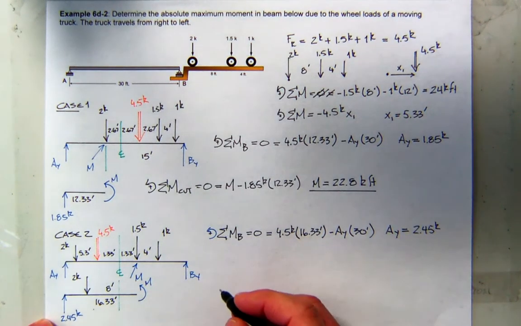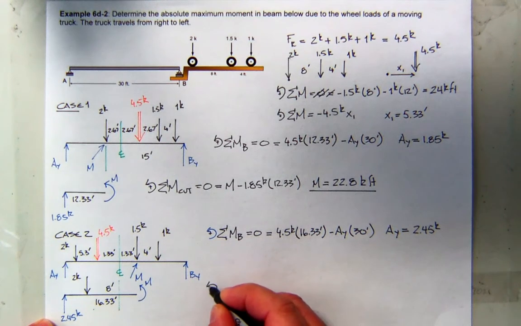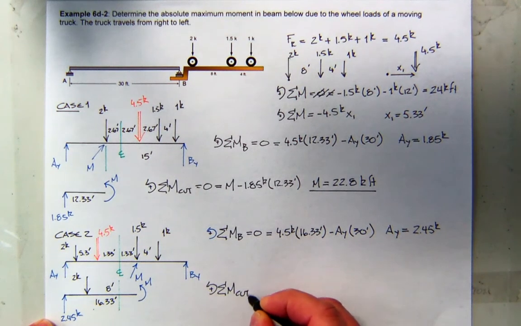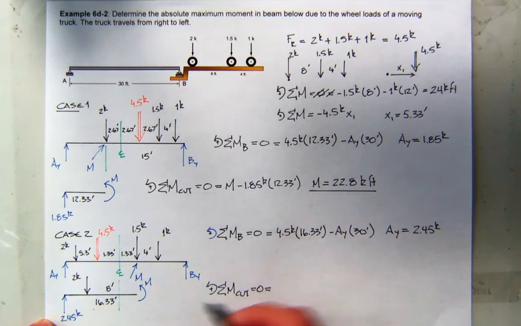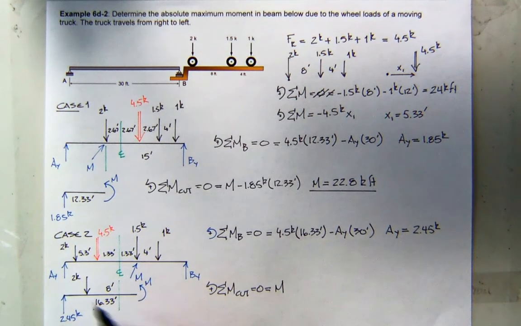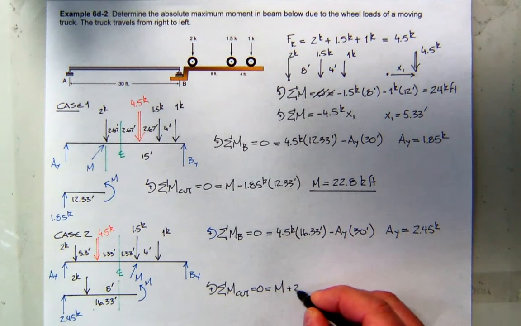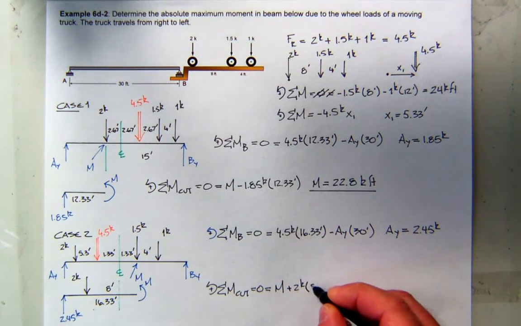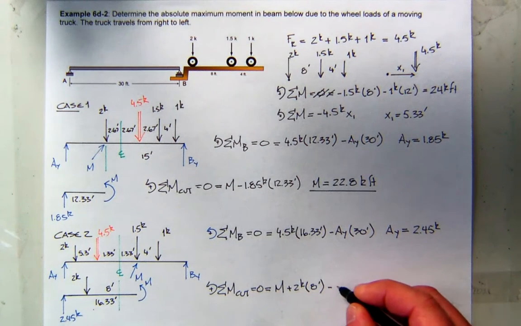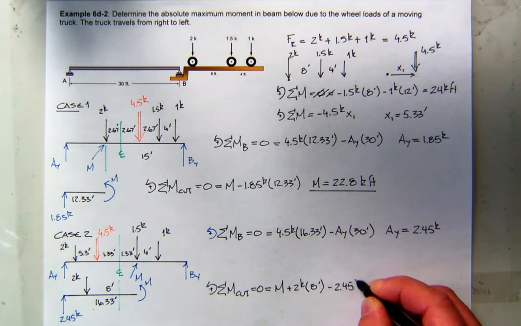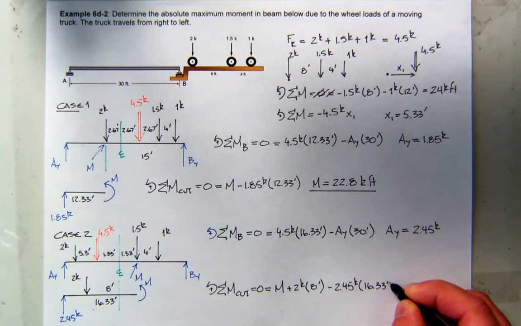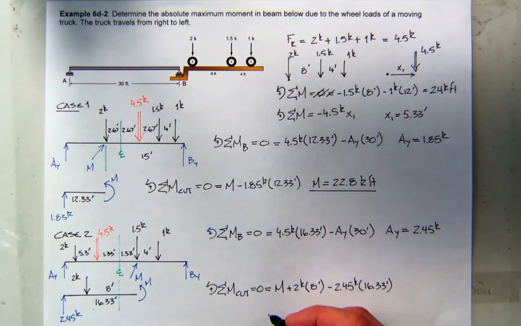So let's do that. We'll sum moments again at the cut equal to 0. What do we have? We have the internal moment M, which is positive. The 2 kip creates positive moment, 2 kips times a distance of 8 feet. And then the reaction creates negative moment, 2.45 kips times 16.33 feet. So what's the moment equal to?